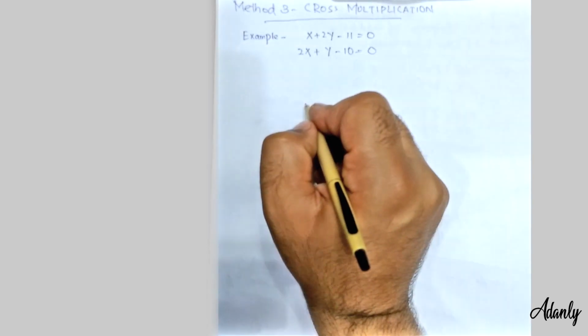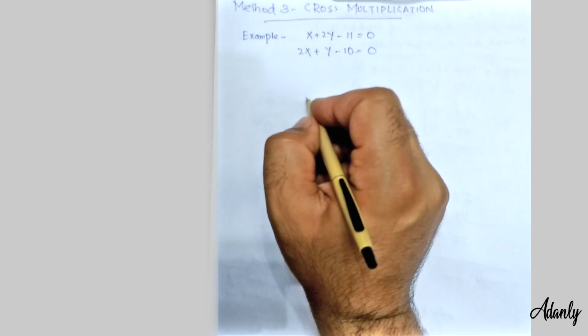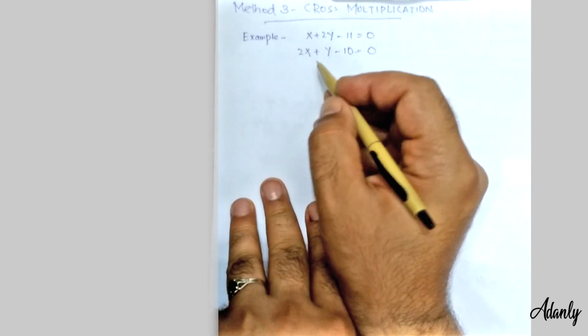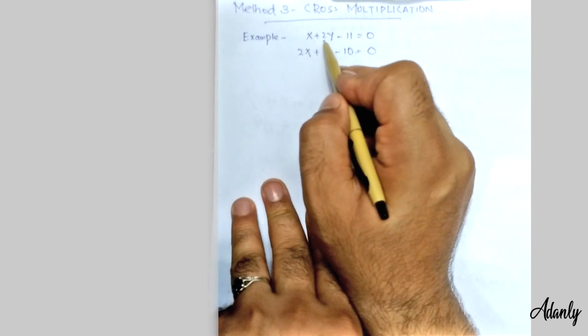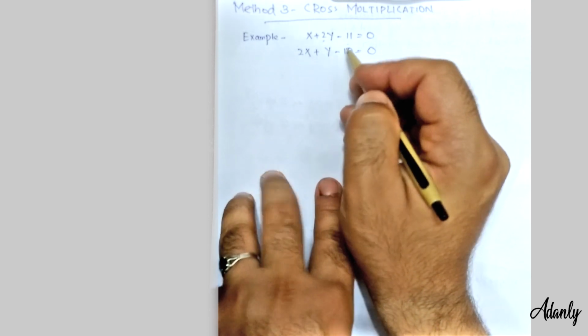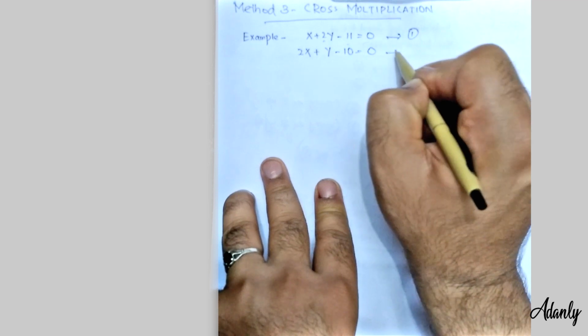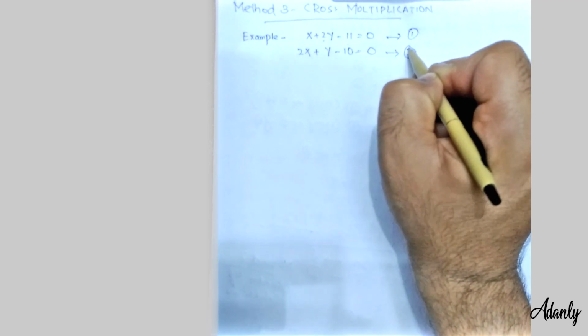Now let's see how we can solve simultaneous linear equations by cross multiplication. So suppose we have two equations over here, that is x plus 2y minus 11 equals 0 and 2x plus y minus 10 equals 0. So we will call this equation number 1 and this equation number 2.